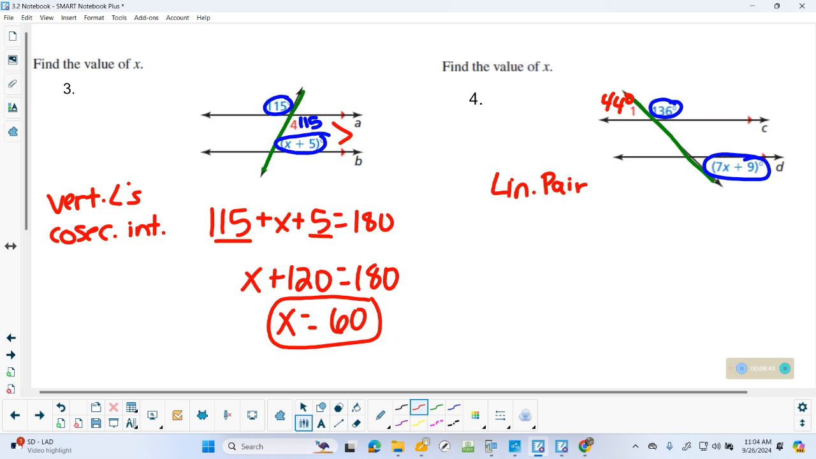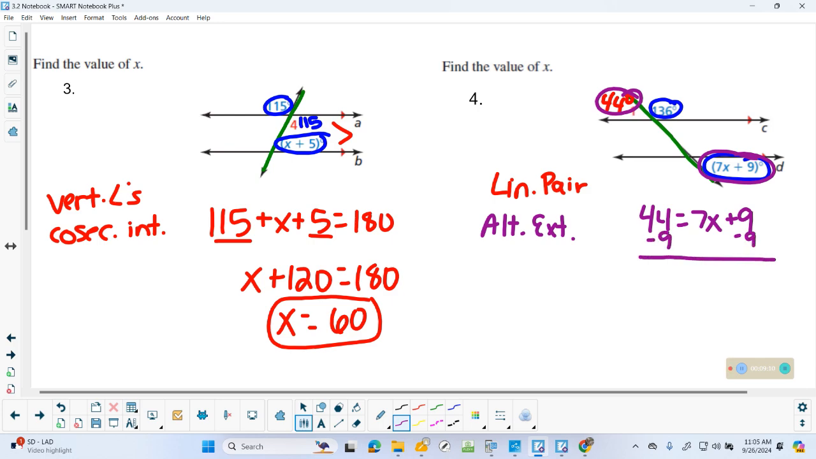I'm just going to abbreviate here. And now I'm like, okay, there is a relationship between the 44 and the one with the x. What type of angles are those? Alternate exterior. And next question for you, are those congruent or supplementary? Congruent. Oh boy. Let's subtract 9. What's 44 minus 9? And this comes out super nice. X is 5. Got it.